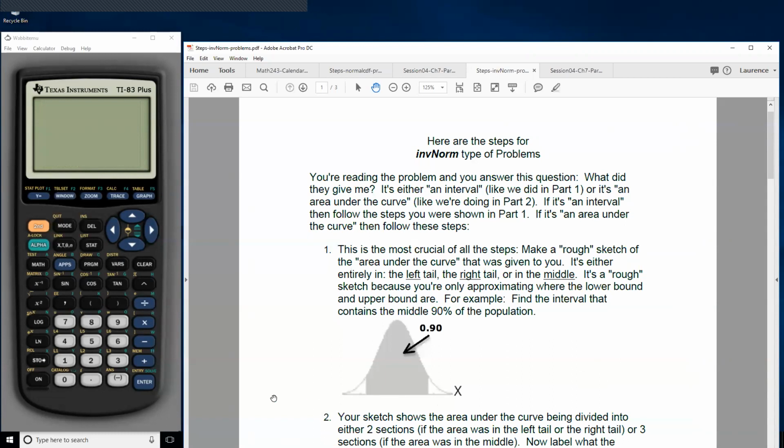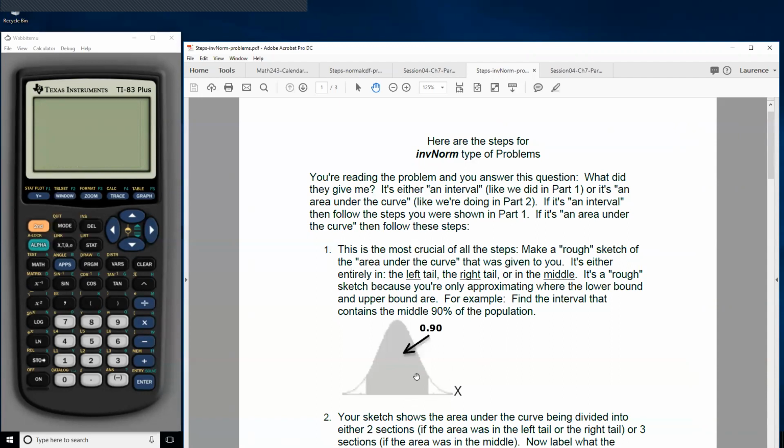So if they gave me an area in the left tail and they said it was 5% in the left tail, I go, I don't know, it might be somewhere around here. I'll just guess. I'll shade in that left tail and point to that area and say that's 0.05. Or if they gave me the area in the right tail, maybe they said it was 5%, I would just make a wild guess about where it is, shade in that right tail, point to that area in the right tail and say it's 0.05.